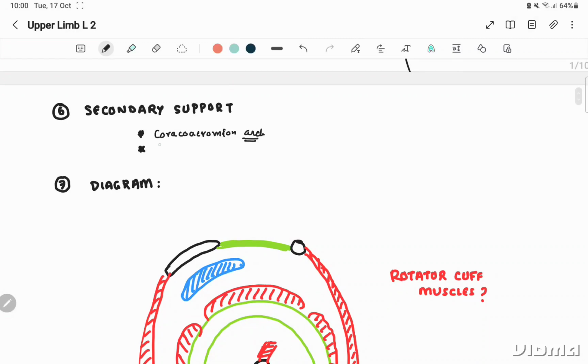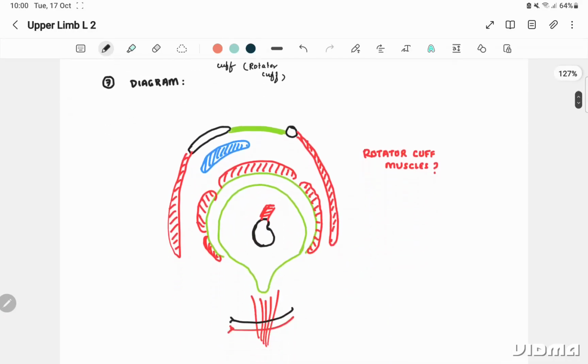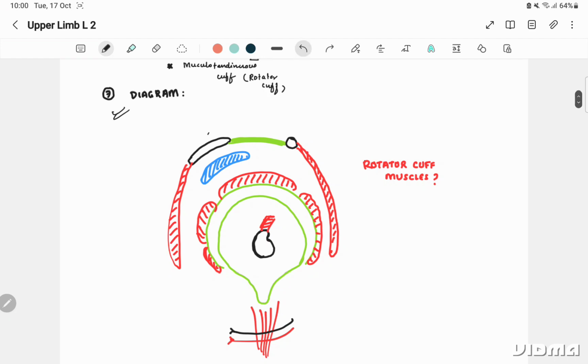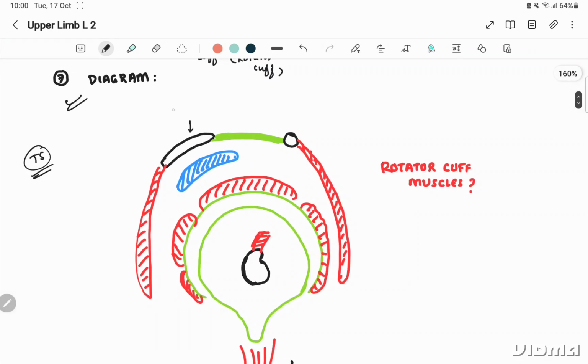And then we have the musculotendinous cuff, which is called as the rotator cuff. Okay, we have the rotator cuff and the coracoacromion arch. So this is the diagram of the shoulder joint. We have to draw this diagram if it is asked. So let me label this one. First of all, you have to get the orientation that this is the transverse section of the shoulder joint. So this is the acromion process. This is the coracoid process.